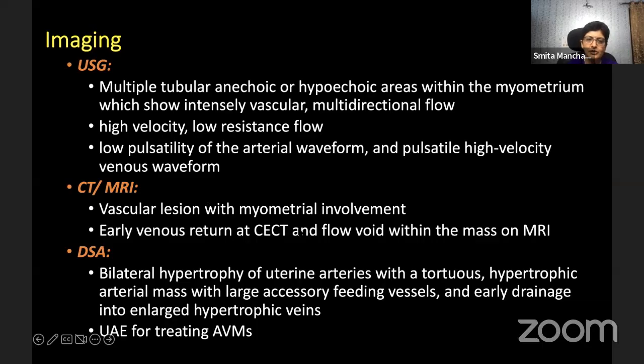Similarly, on CT and MR, a vascular lesion with myometrial involvement or early venous return at CT, and flow void within the mass on MR. So there is excessive hypertrophy of the uterine arteries and a tortuous hypertrophic arterial mass, large feeding vessels, and early drainage. So now let us look at the treatment of the AVMs.